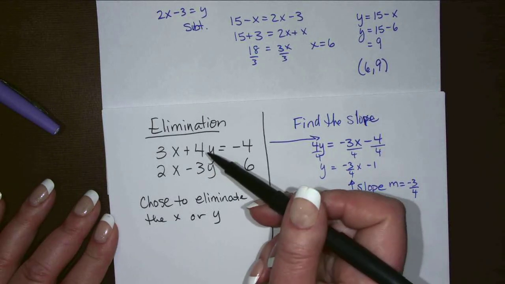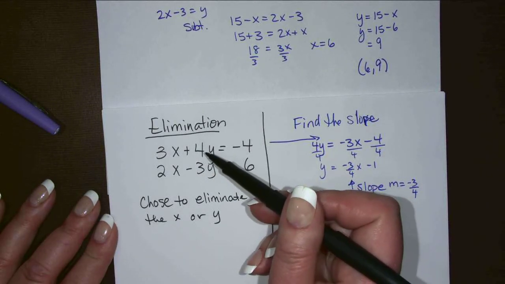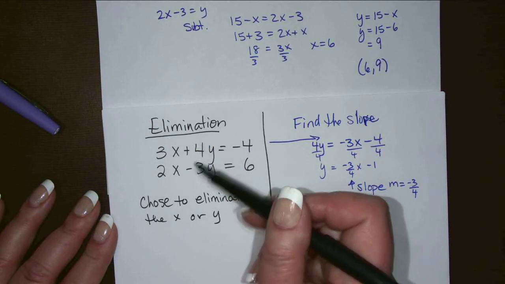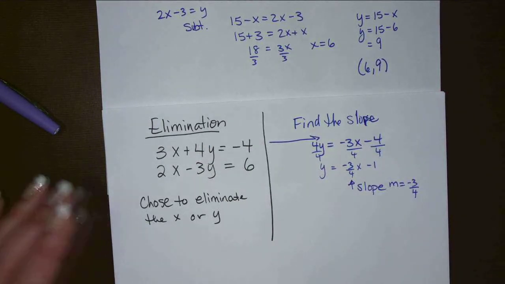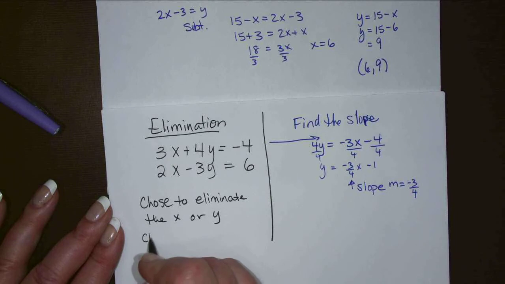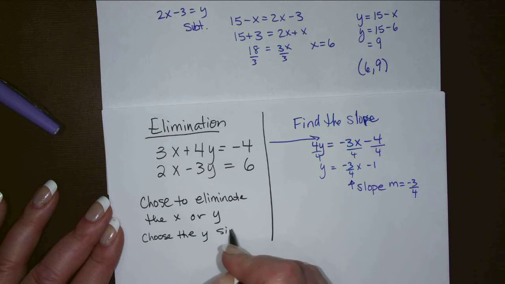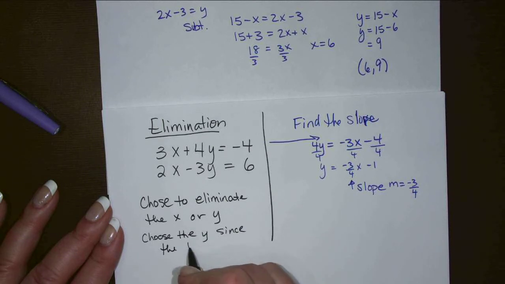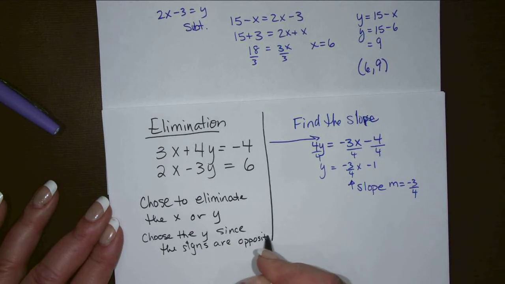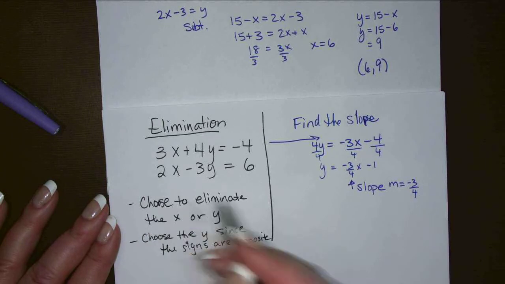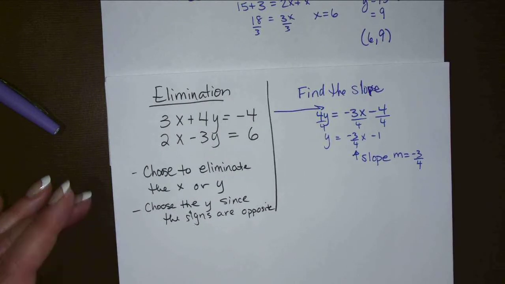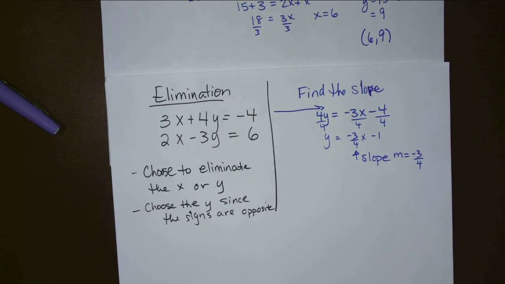I would probably choose the y, and the reason I'm choosing the y is because the signs are different. That would be one reason to choose. So I'm going to choose the y, since the signs are opposite. Okay, it's not a rule. You can choose the x, it doesn't matter. I'm choosing the y just because the signs are different.